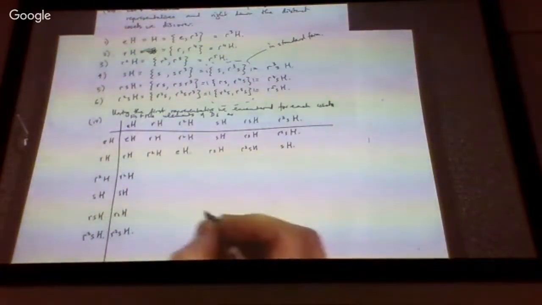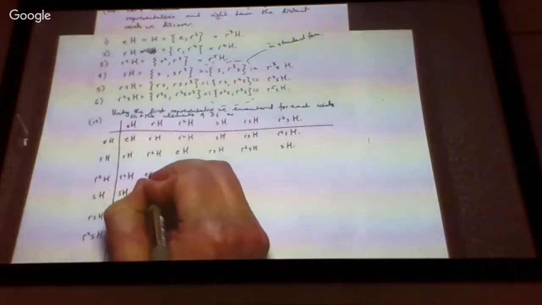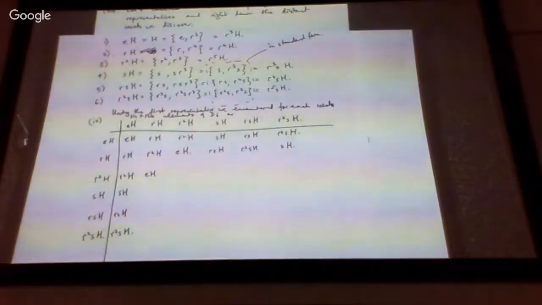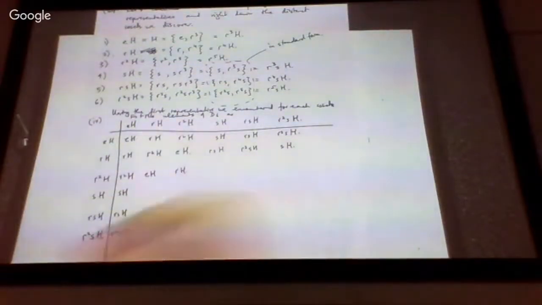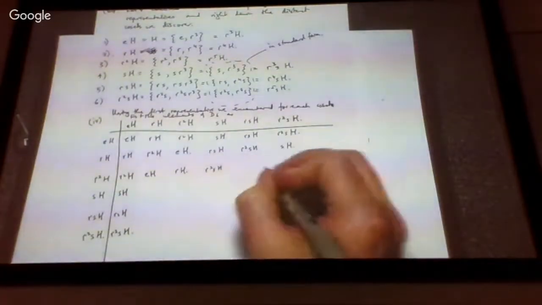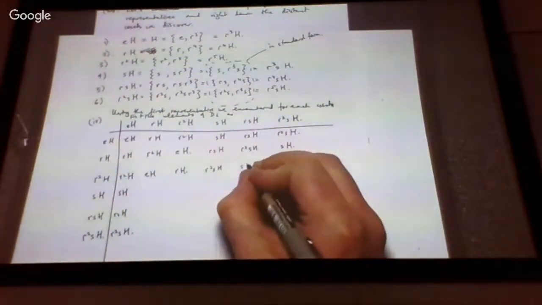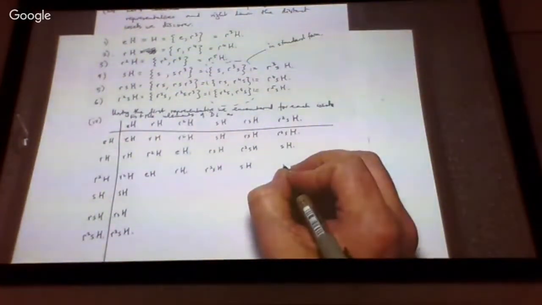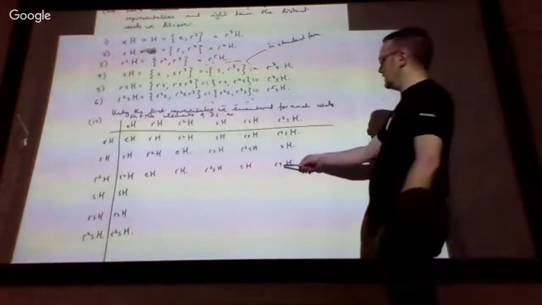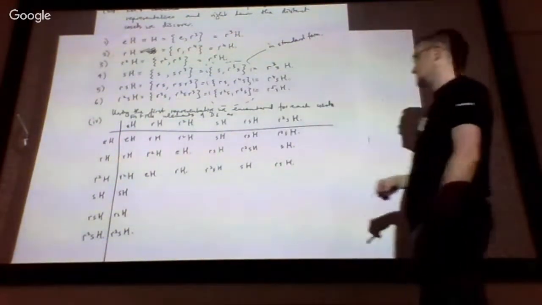So we go for the row R squared. This is going to be EH, and R squared H times R squared H is R to the 4H. But R to the 4H is just another name for R. Just R. Yeah. R squared SH, R cubed SH. R cubed SH is just SH. So this has to be the other one, RSH. Yes, this one's going to be R to the 4SH, but that's another name for RSH.